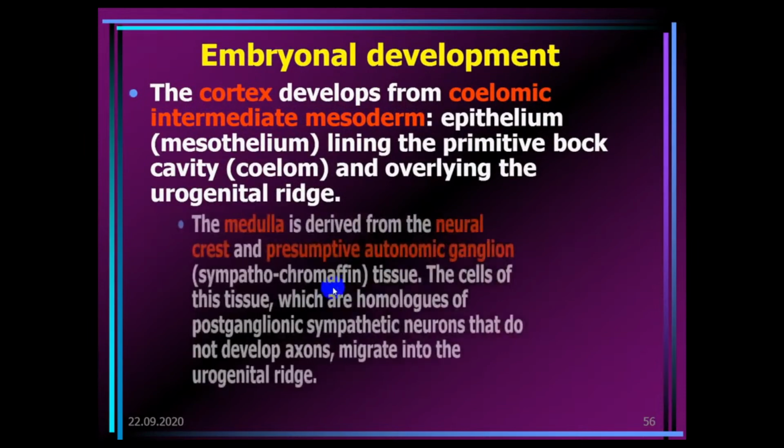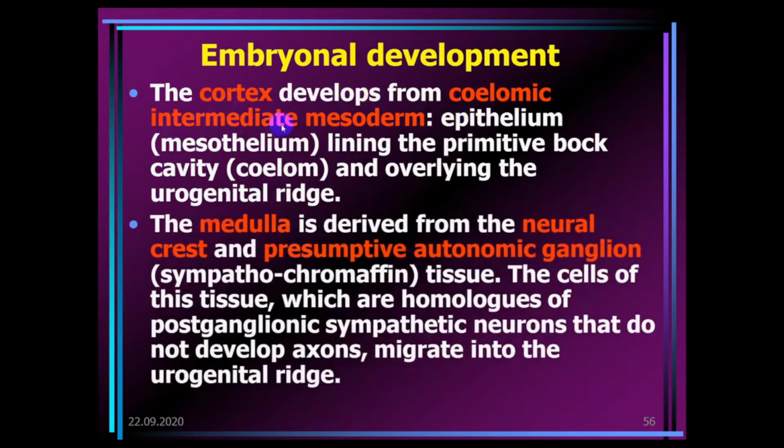Embryonic development of this organ: the cortex develops from coelomic intermediate mesoderm, and the medulla has another origin. It is derived from the neural crest and presumptive autonomic ganglion tissue. So the cells of this tissue are pale staining after hematoxylin because they are modified glial cells and produce mediators of the neural system. But the cortex, as you understand, is a derivative of mesoderm, that's why it is epithelial tissue.